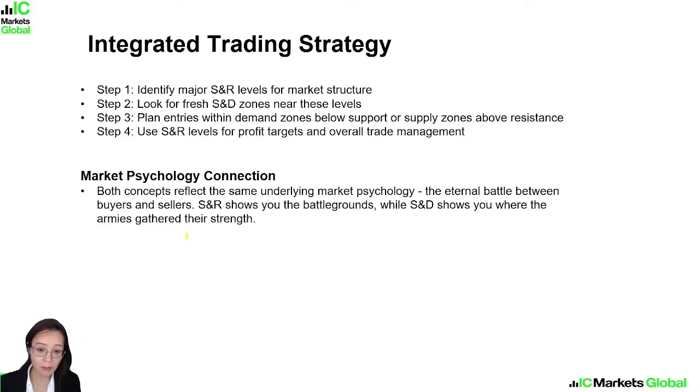The market psychology connection: both concepts reflect the same underlying market psychology. Basically, support is where there is demand, and resistance is supply. It's just that for the supply, they will look for bearish engulfing, and then identify the bearish order block. For the support, sometimes you don't see multiple touches, but you see a bullish engulfing or bullish gap, and then you can identify that as your demand zone, and highlight that as a bullish order block.